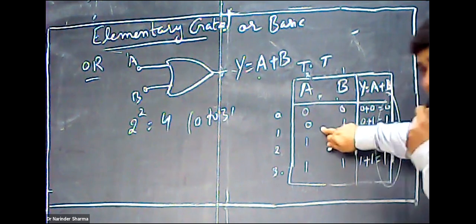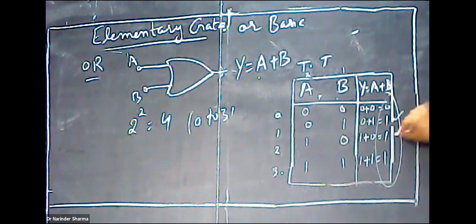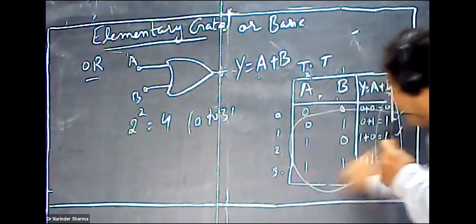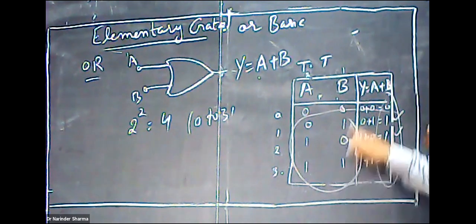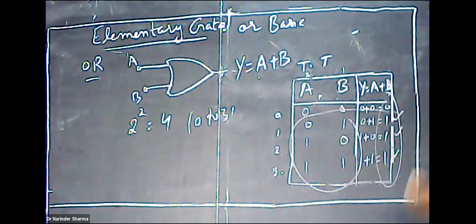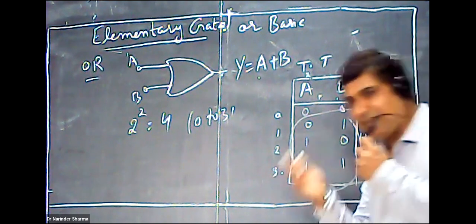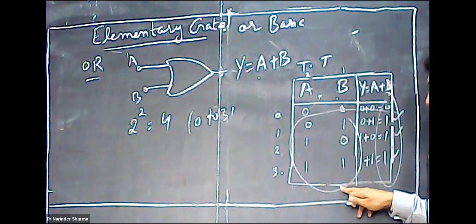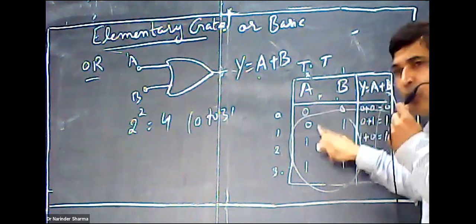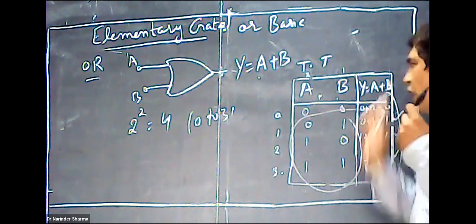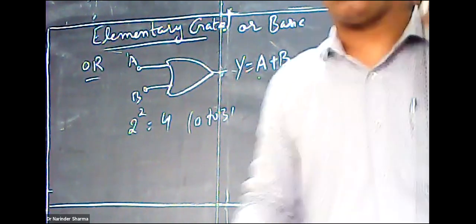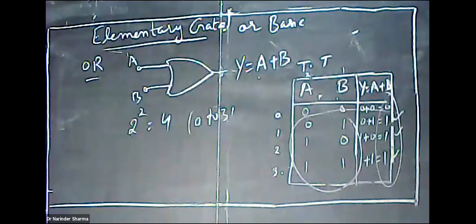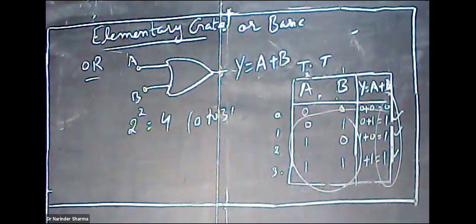Output is high. Understand it carefully. Output is high when any one of the inputs is high. You can also write the statement like this: output is low if both the inputs are low. So you have to remember, you can also derive the output by yourself. Output is high if any one of the inputs is high, otherwise it is low.